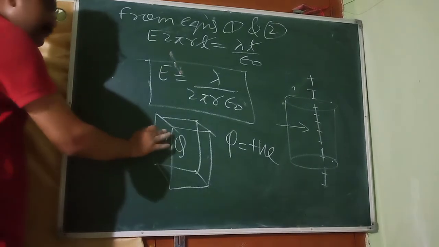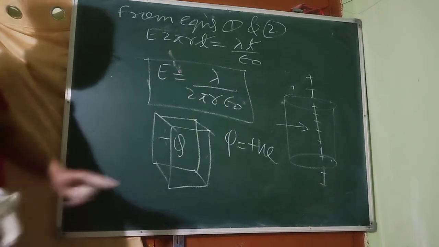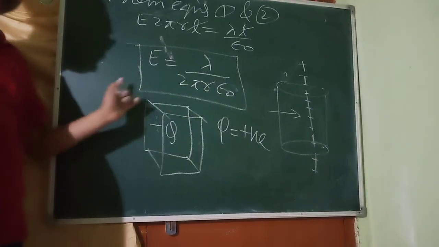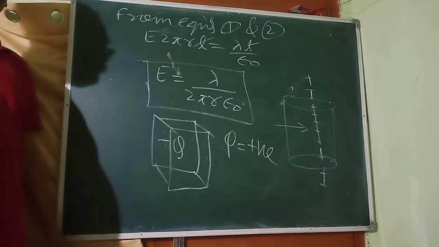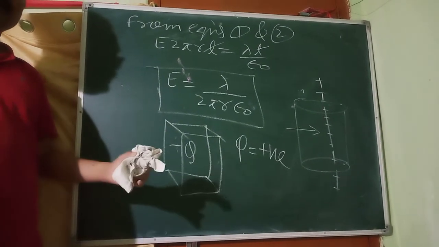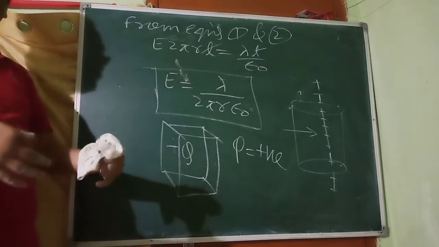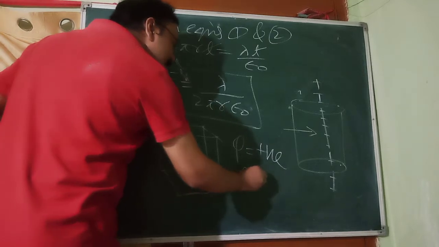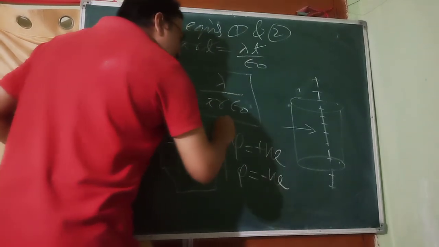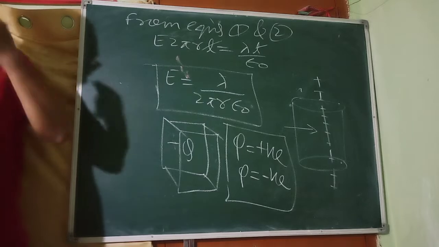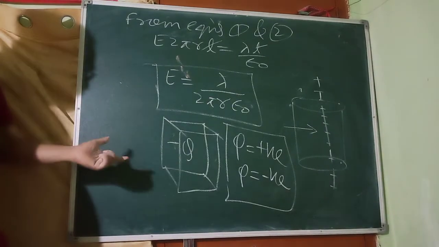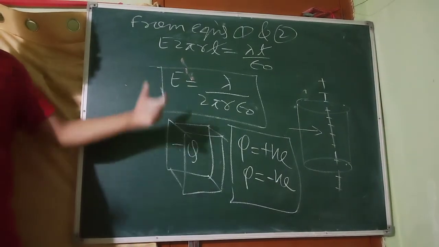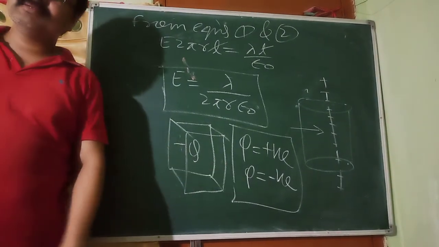And if it is a negative charge, then what will happen? Obviously we know that electric field lines terminate on a negative charge, so they will come in from outside. When the electric field lines are coming from outside and entering the surface, then flux is taken as negative. This is a sign convention you must remember forever: when flux is leaving a closed surface, it is taken positive; when flux is entering a closed surface, it is taken negative.